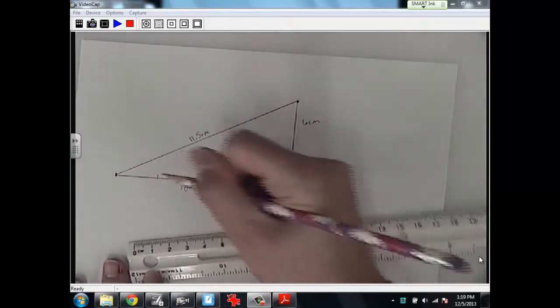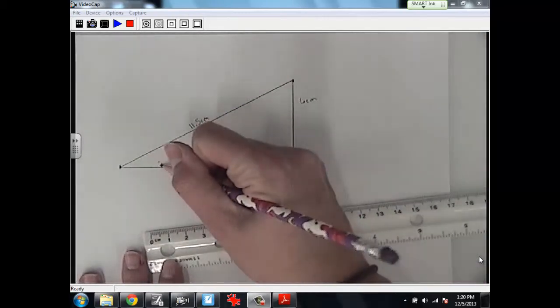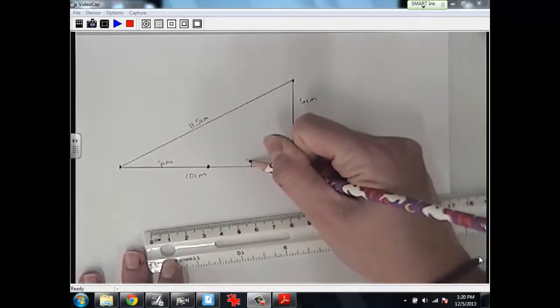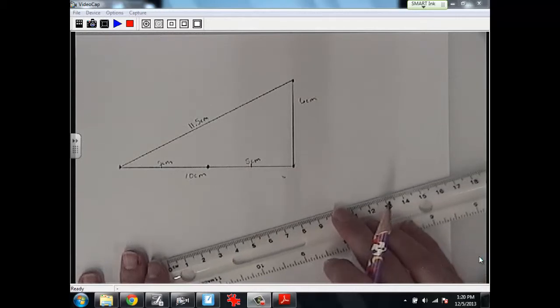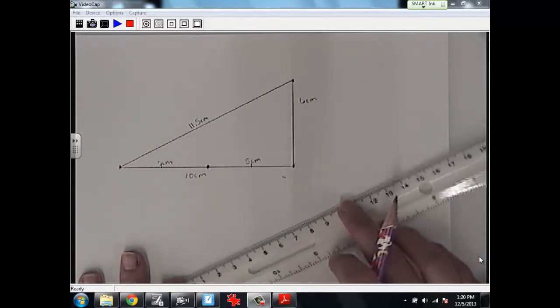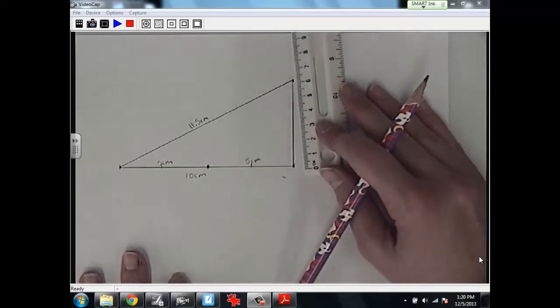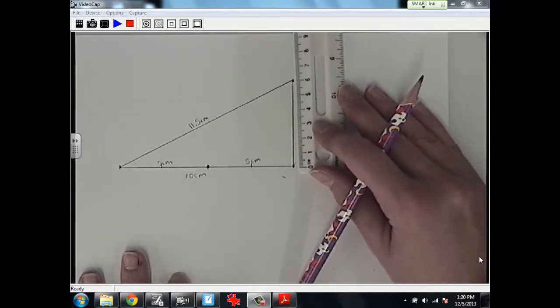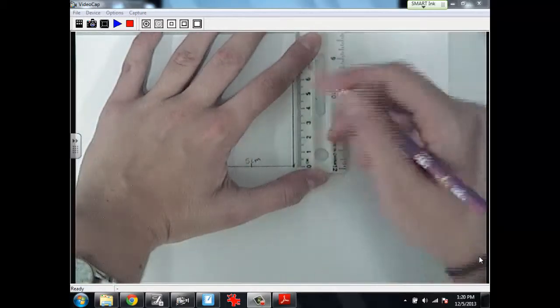So now these two parts are equal to each other. And this, like we said, would be 5 centimeters. And this one would be 5 centimeters. That's the midpoint of that side. I go to my other side now, and this one was 6 centimeters, so to put my midpoint in here, I need to put my point at 3. Good, Justin.